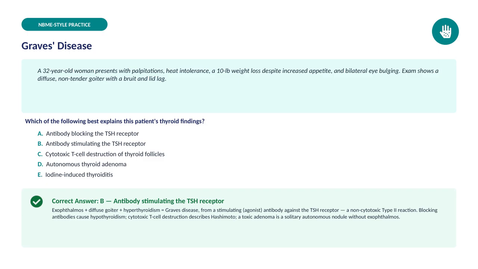The eye findings and diffuse goiter are classic for Graves', setting it apart from other thyroid conditions like Hashimoto's thyroiditis, which involves cytotoxic T-cell destruction and leads to hypothyroidism, or a toxic adenoma, which is typically a solitary nodule without eye involvement. Iodine-induced thyroiditis would not present this way either, so the best explanation here is a stimulating antibody targeting the TSH receptor.